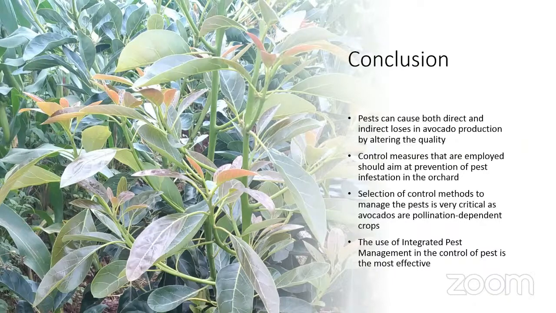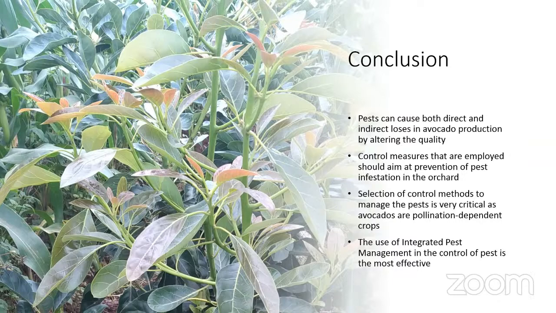in your orchard. Number three, selection of control methods to manage the pests is very, very critical, as avocados are pollination dependent crops. As you select methods, you have to bear in mind that you also need some insects which are beneficial. So if you are going to use chemicals which are broad spectrum in action, it will also kill the bees. And when you kill the bees, pollination will not take place and you will not have the fruit. So as you select your methods of control, look at those methods which allow your crop to pollinate naturally.